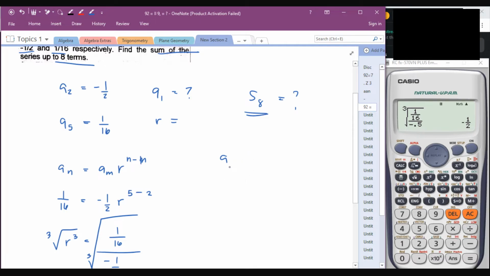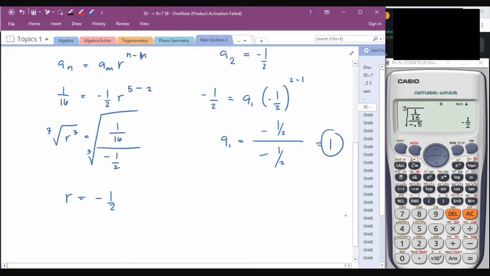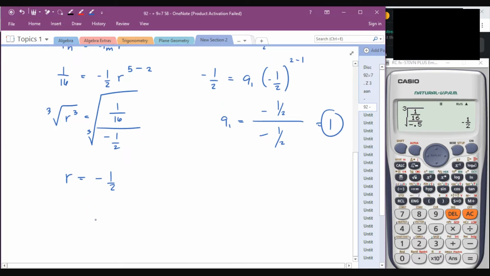Kunin natin siya sa second term. Pwede na yon. Second term equal to negative 1 half. Okay? So, negative 1 half equal to A1 times R, which is negative 1 half, raised to 2 minus 1. O, A1 is equal to negative 1 half divided by negative 1 half. That is equal to 1. Yung A1 mo is 1. Okay? So, makukuha mo na si sum of all the terms sa 8 terms.